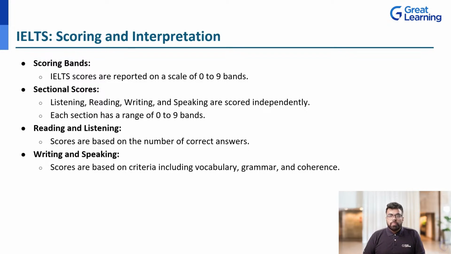Then the scoring bands. IELTS is reported on a scale of 0 to 9. Listening, reading, writing, and speaking are scored independently. Each section has a range from 0 to 9. Scores are based on correct answers and on criteria including vocabulary and grammar. They ideally check what is similar to TOEFL, right?